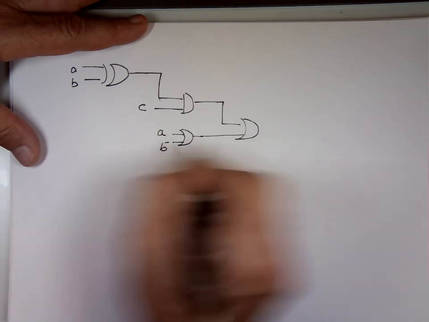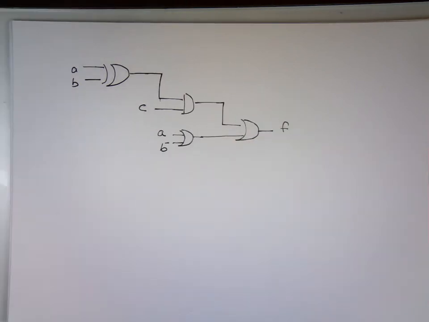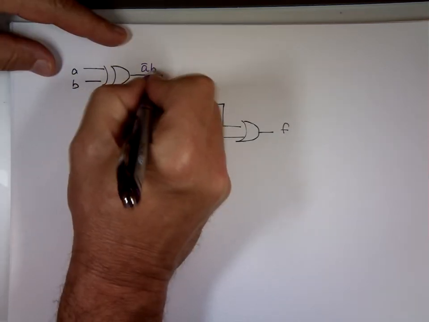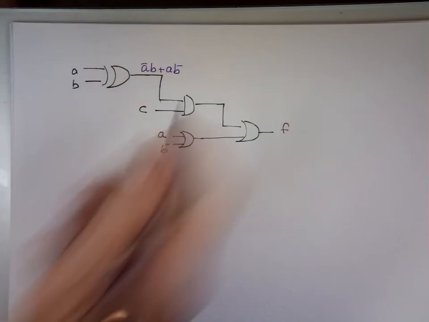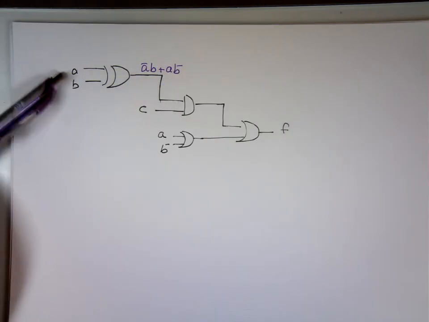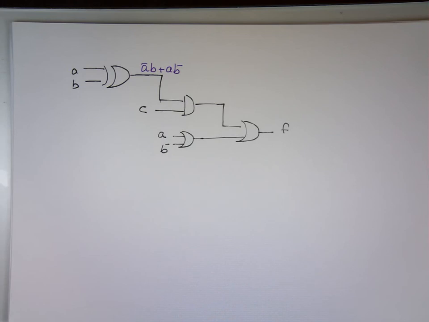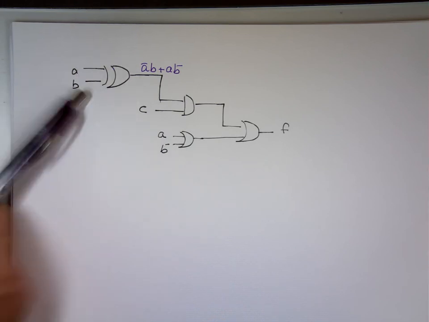And I said, can you give me the expression for F? This is an XOR. An XOR, you'll have a value of 1 when what? When one is 0 and the other one is 1. So this is really A naught B plus A B naught. When one is 0 and one is 1, you have a value of 1. So it could be this one 0 and this one 1, or this could be 1 0 and that's 1.